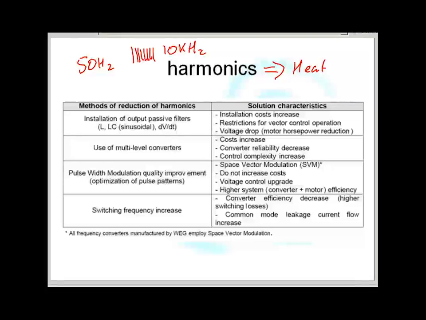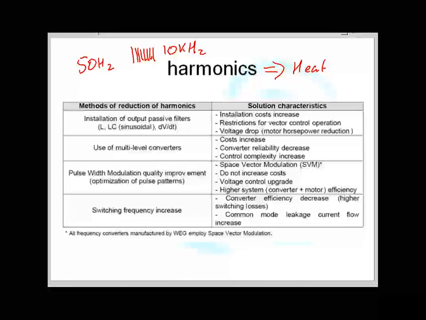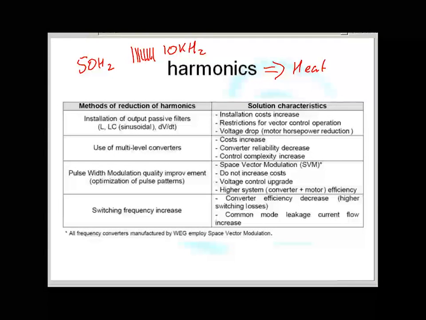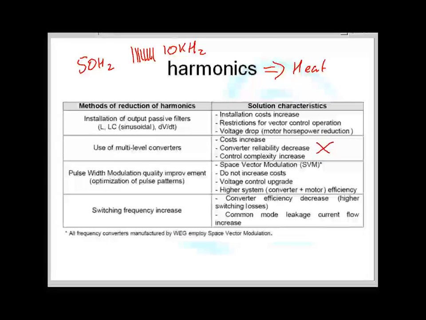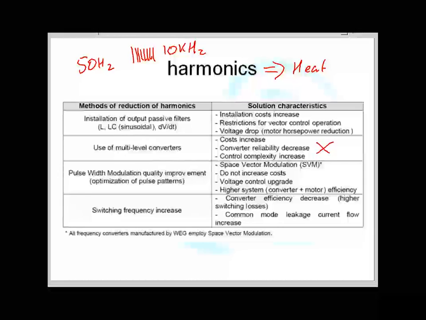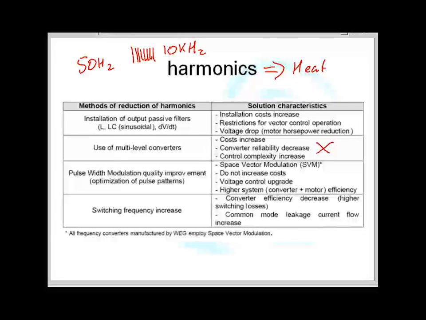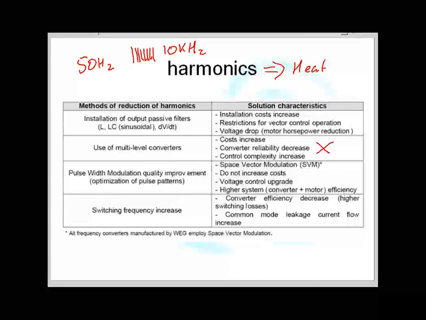Another thing which apparently helps is using different VSDs. So you'd use one VSD to do one frequency range and another VSD to do another frequency range. Now, that's what they used to do 20 years ago. They don't do that anymore because it's ridiculously expensive. The third method, pulse width modulation, we're going to come back to in a moment. Sorry, space vector modulation. I'm going to come back to that one.